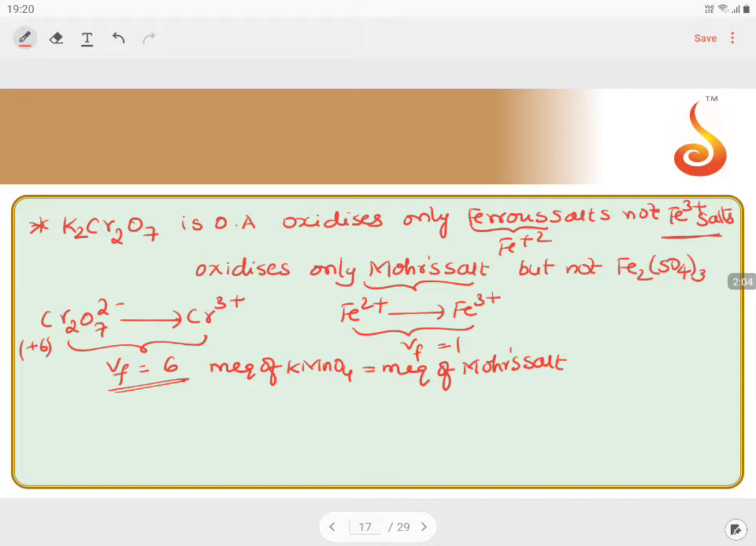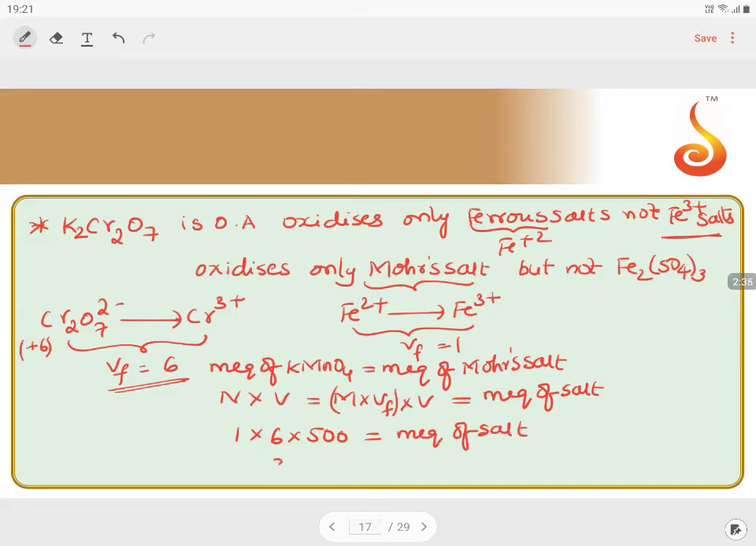If I take this concept, milliequivalents of K2Cr2O7 is normality into volume, which can also be written as molarity into valency factor into volume, which equals milliequivalents of Mohr's salt, where molarity is given as 1, valency factor 6, volume is given 500 ml, which equals 3000 milliequivalents of Mohr's salt. The milli gets cancelled, so equivalents of Mohr's salt is equal to 3 equivalents.